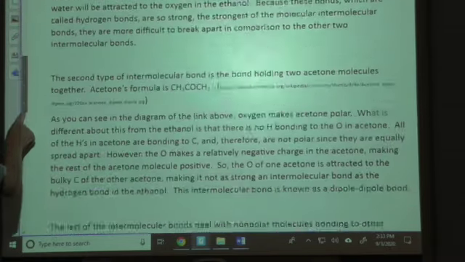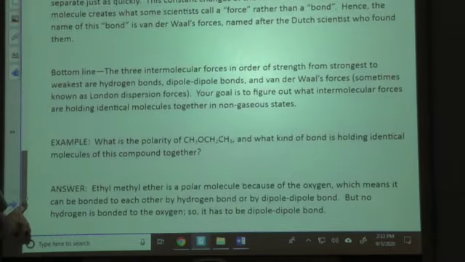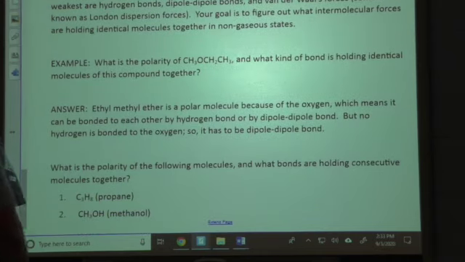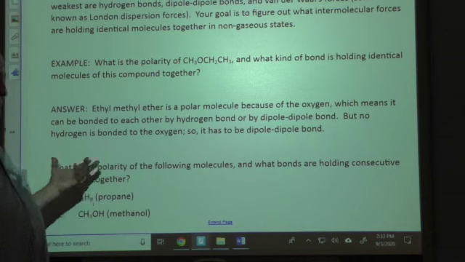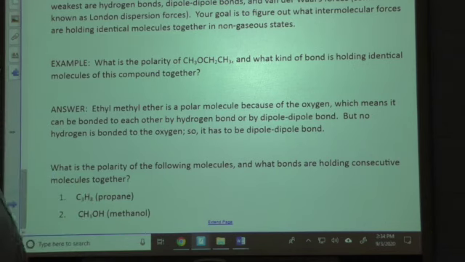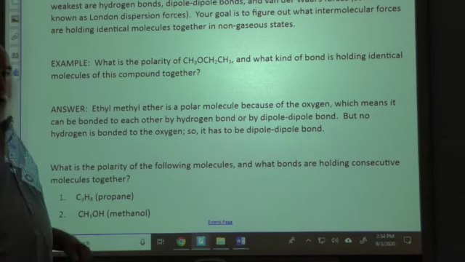Okay? So, your assignment, again, this has been sent to you, is to find the polarity of this and tell me what bonds are holding them together when they're by themselves. Okay? Good luck.